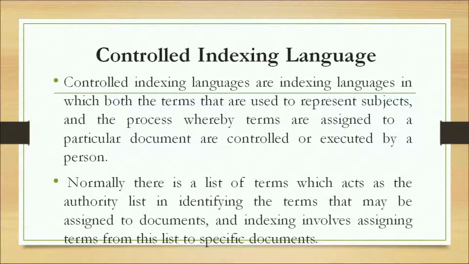Controlled indexing languages are indexing languages in which both the terms which are used to represent subjects and the process whereby terms are assigned to a particular document are controlled or executed by a person. Normally, there is a list of terms which acts as an authority file or authority list in identifying the terms that may be assigned to documents. It means, in simple terms, there is a list of concepts, and from that list of concepts or terms, the indexer or cataloger has to assign terms to different documents.